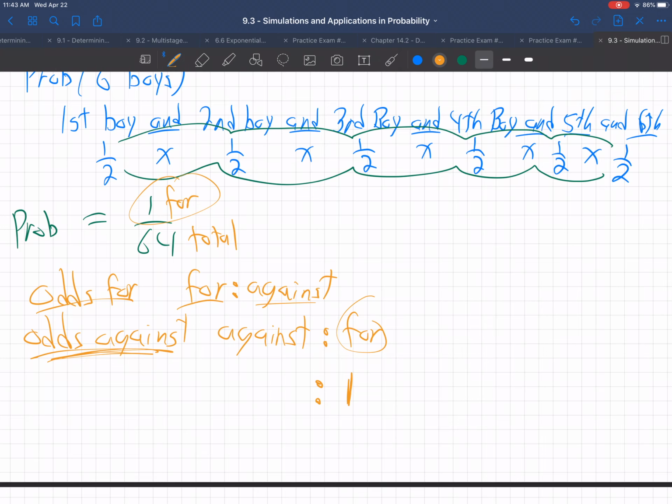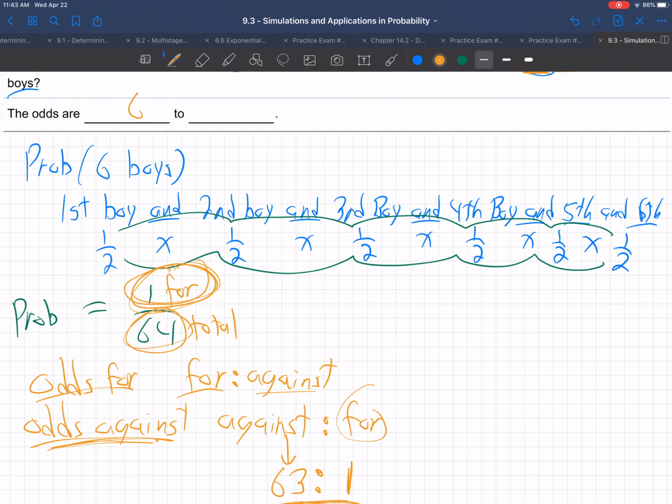If there's one, imagine a debate, if there's one person for some issue, and out of 64 total, how many must be against it? 63, right? If there's one person for something out of 64 total, there must be 63 against. There we go. There's the odds against, 63 to 1. You can put the word to in there instead of the colon. It's the same thing. There we go.